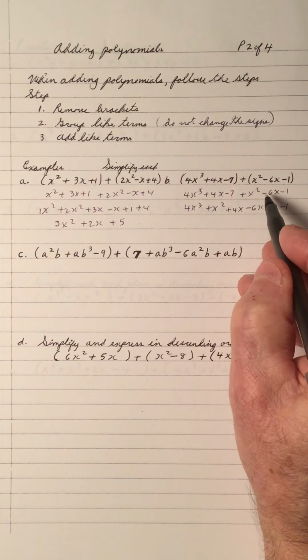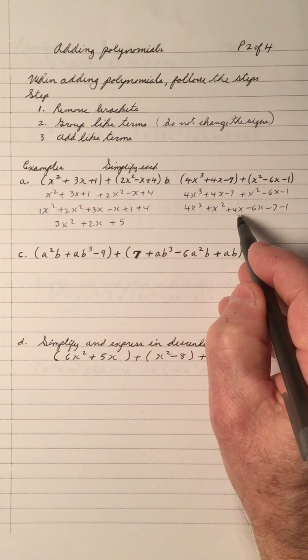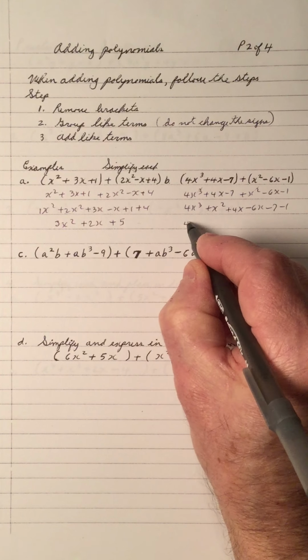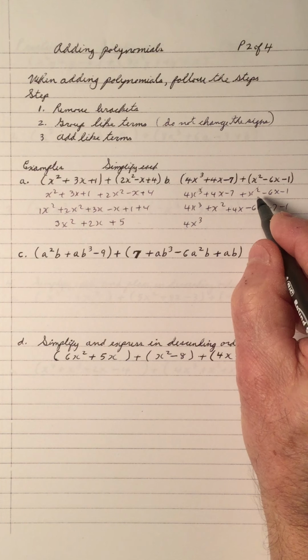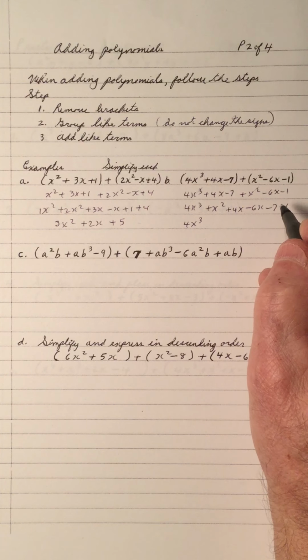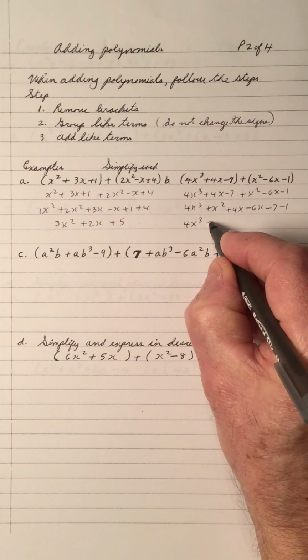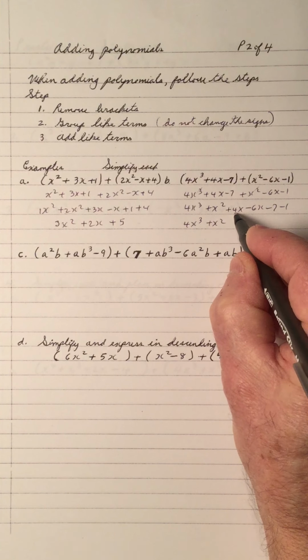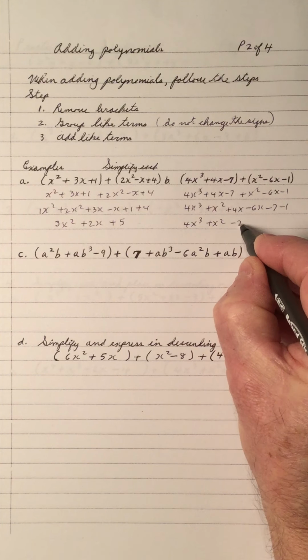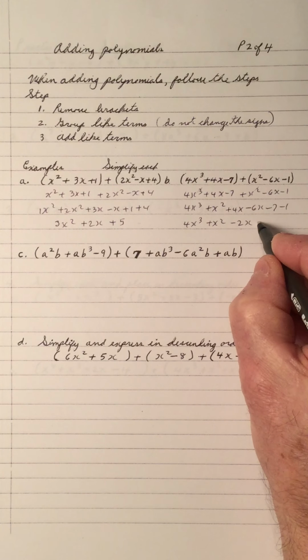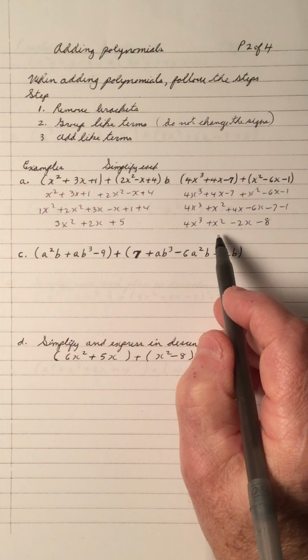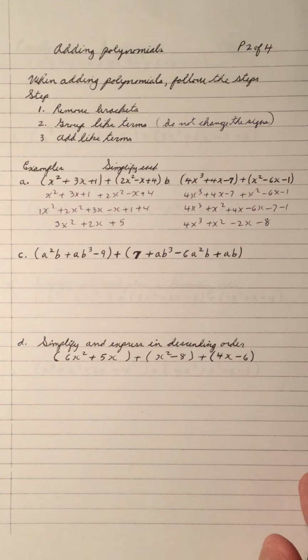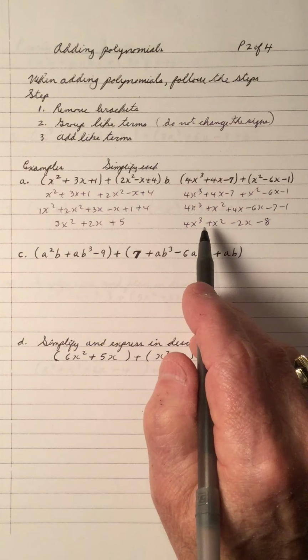That's six terms. And we have no more x cubes, so leave that alone. And we have no more x squareds, so we'll leave that alone. We have 4 subtract 6 is negative 2. Negative 7, negative 1 is negative 8. So notice we have 4 terms.